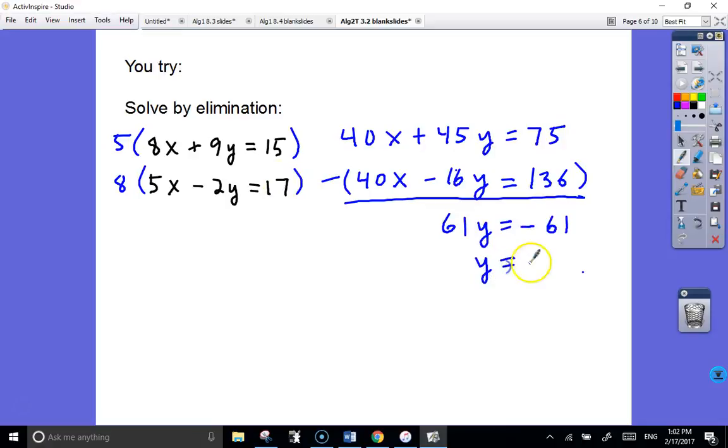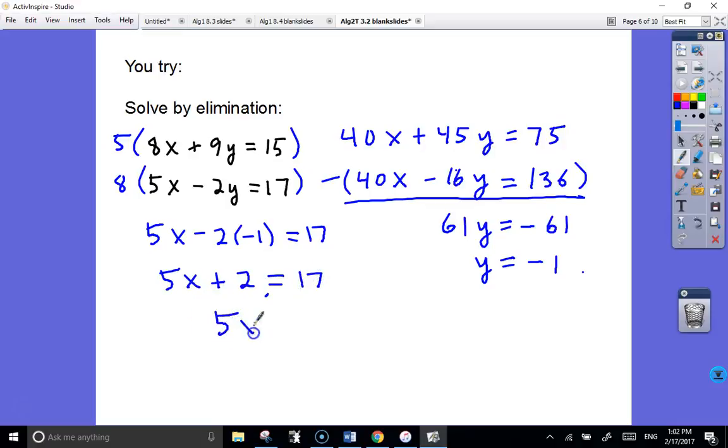y equals negative 1. Okay, and then we've got to come over here and solve for the other. 5x minus 2 times negative 1 equals 17. 5x plus 2 equals 17. 5x equals 15, and x equals 3. So there you go. 3, negative 1. All right, let's see what's next.